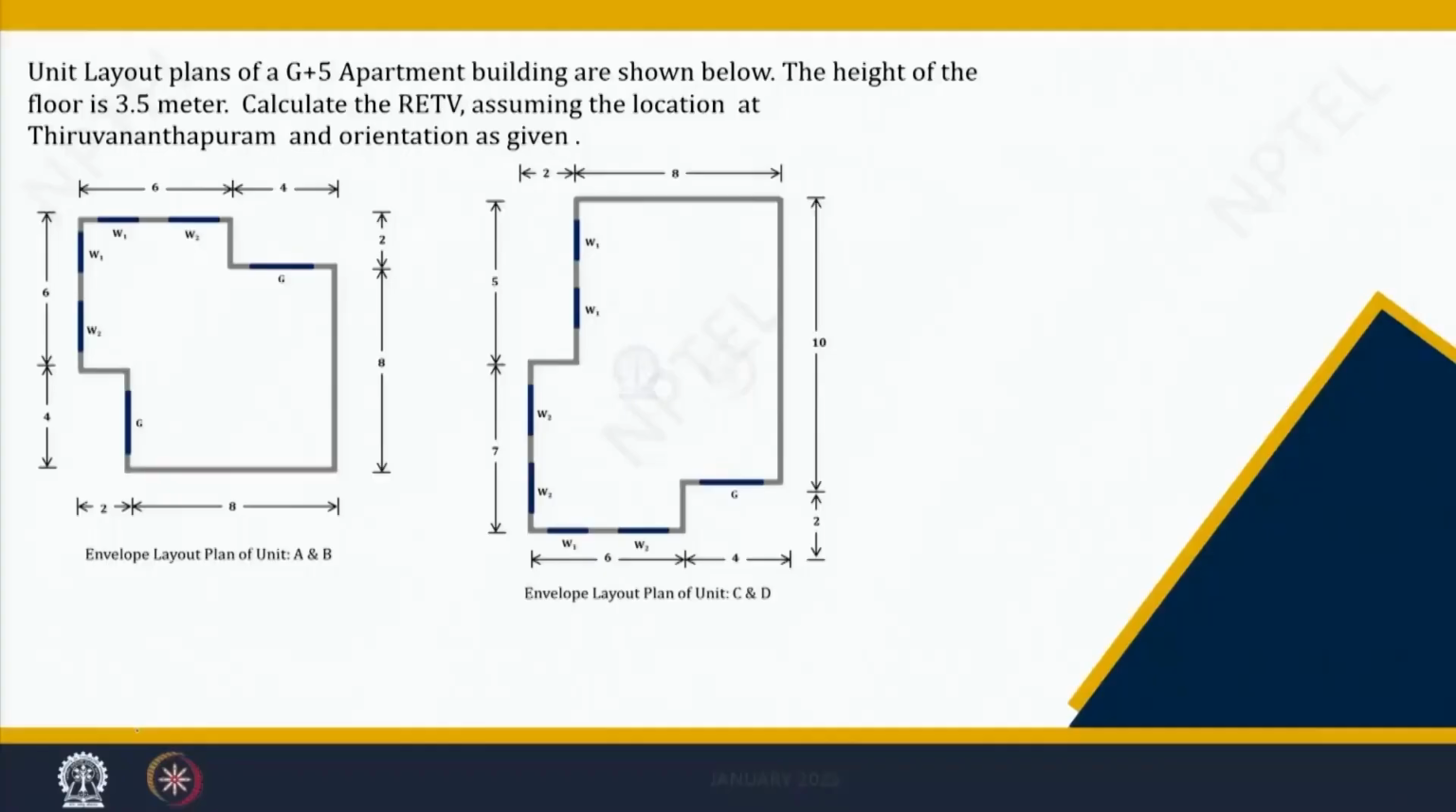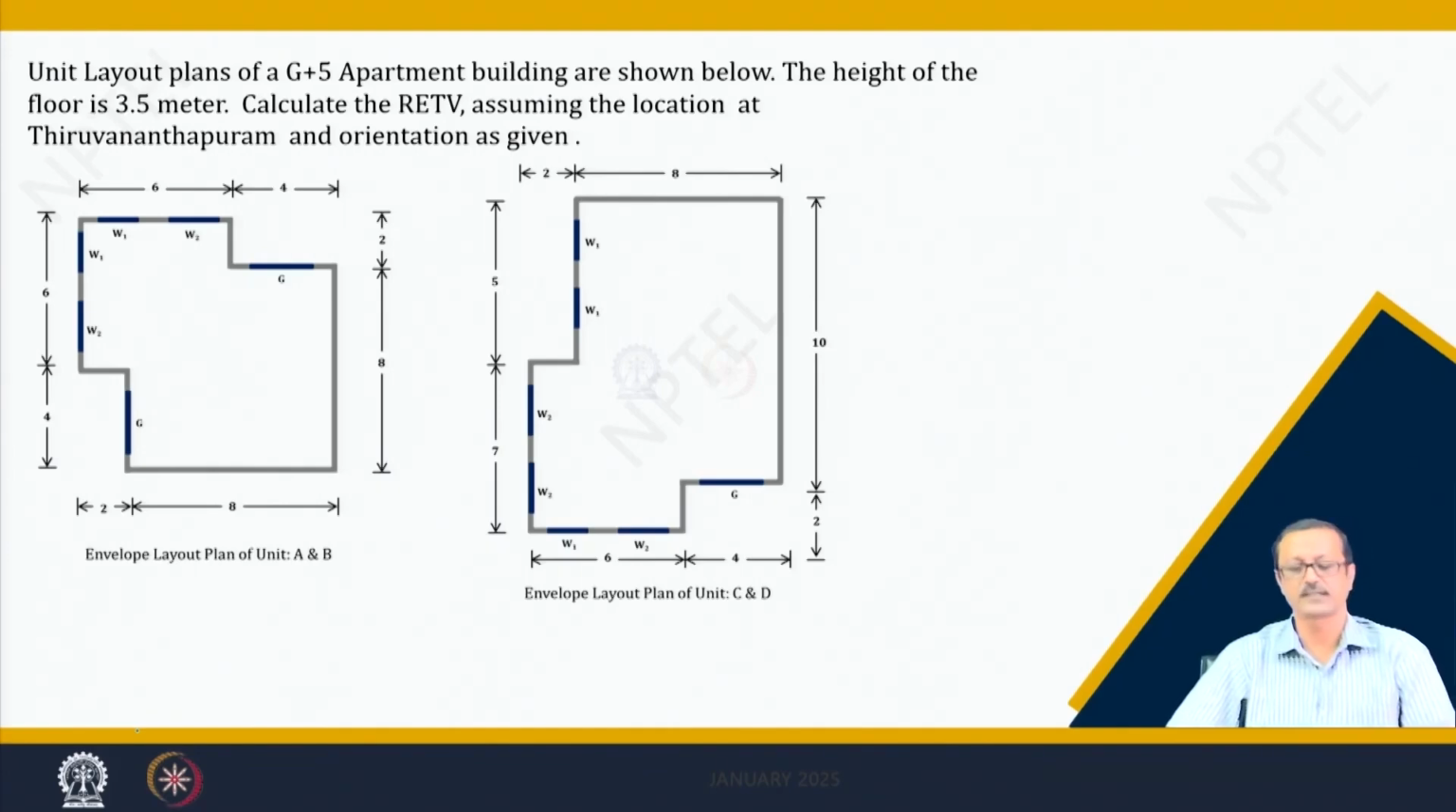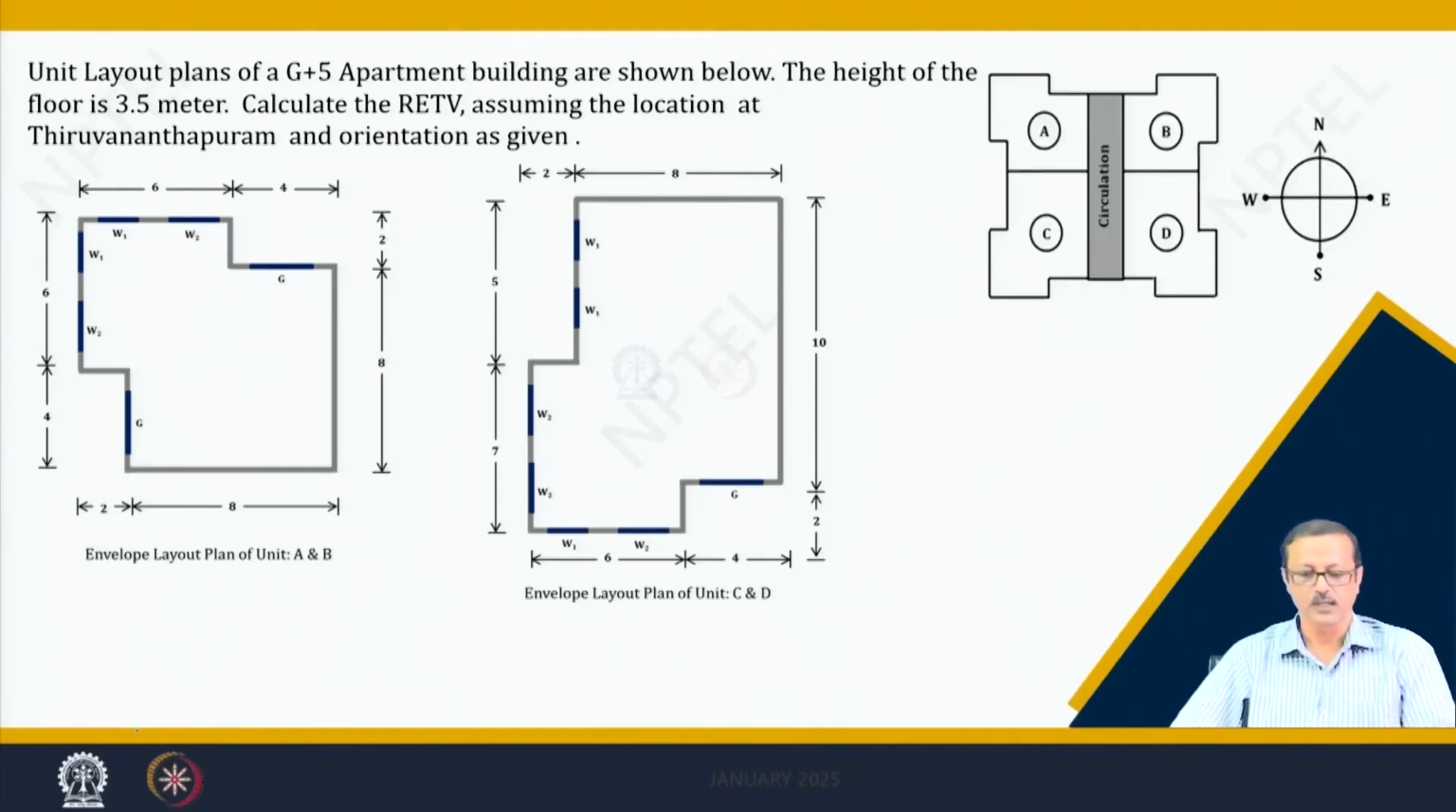So, we will start with a small problem. This is the two layouts, in the sense there are two different sizes of the apartment. I have drawn only the perimeter wall. Internal wall will not participate in the RETV, so that is immaterial. So, the perimeter wall has been shown in these two figures. The left hand side figure envelope is actually adopted for unit A and unit B, and the right hand side perimeter layout is applied for unit C and unit D.